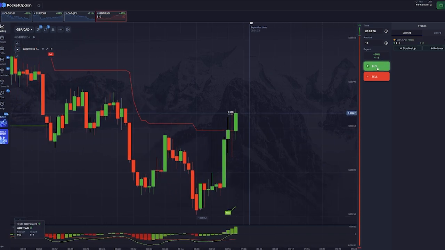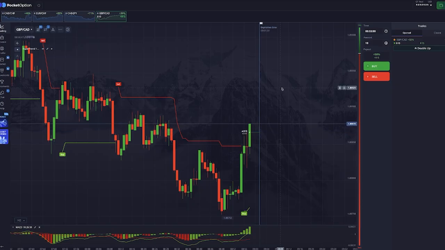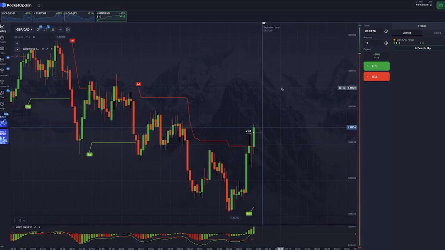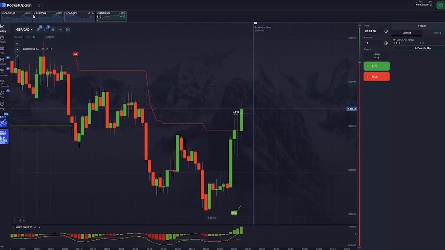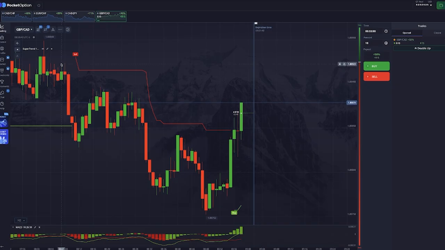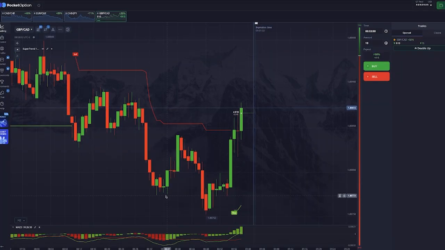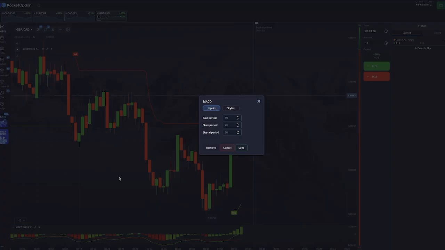So traders, let's find a good example for this strategy for binary options. Let's explain how this strategy works. We are going to add two indicators. We are going to use the SuperTrend indicator inside the Pocket Option account. We are going to leave it at 10 and 3, and we are going to add the MACD. These are the setups for the MACD.